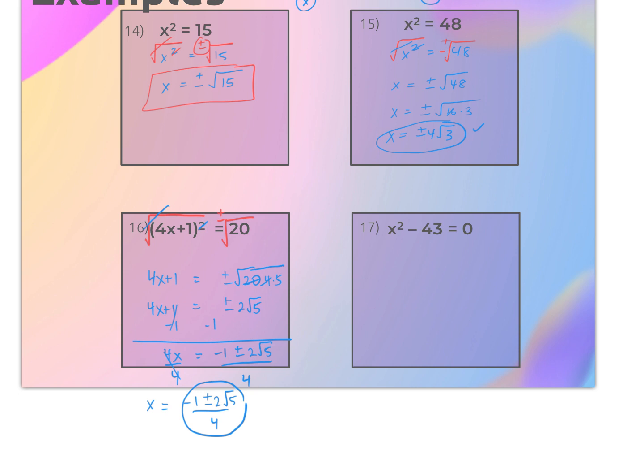And again, we'll do the very last one. And notice again, you're missing the middle term. So instead of trying to factor this, which is unfactorable, what you're going to do is get them on opposite sides. You're going to add 43 to both sides. And then you're going to take the square root of x squared and the positive and negative square root of 43. So x equals plus minus the square root of 43, whatever that number equals.